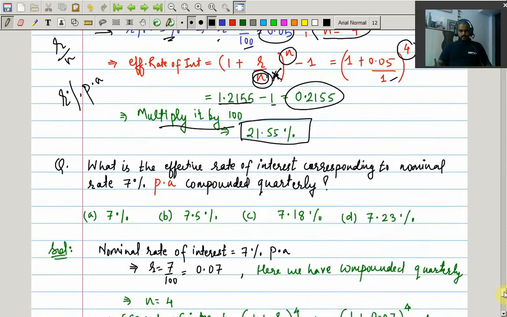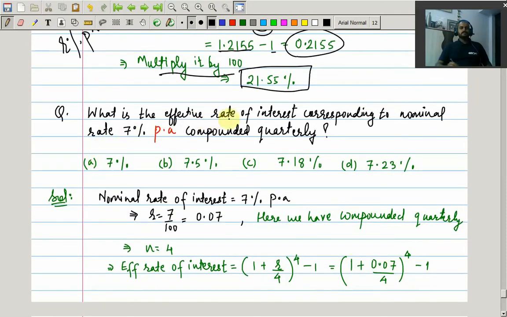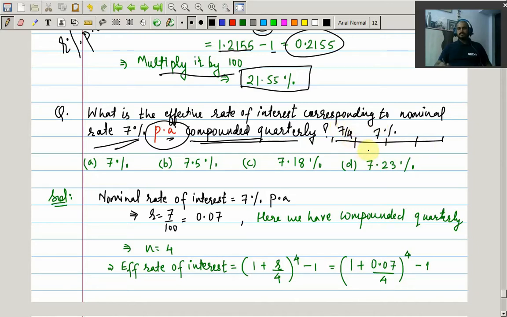It's the same. So here we have one more question. What is the effective rate of interest corresponding to nominal rate of interest 7% per annum compounded quarterly? Take this into account. We have per annum, so that 7% is for the complete 1 year. And they're talking about quarterly. So I have to divide this 1 year timeline into 4 pieces, which makes me divide the rate of interest, 7 by 4.